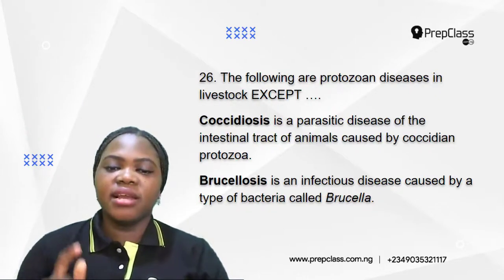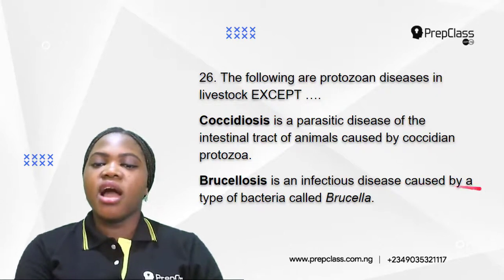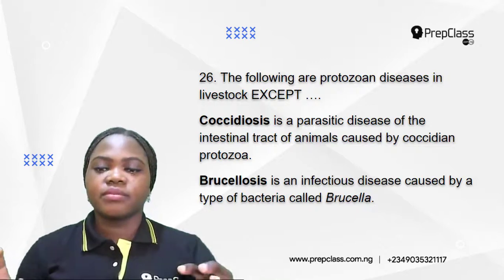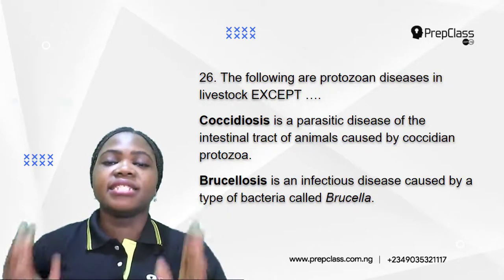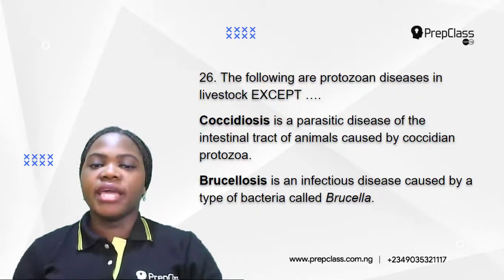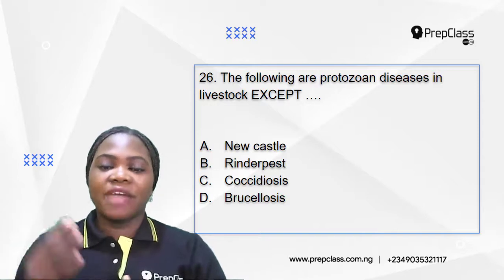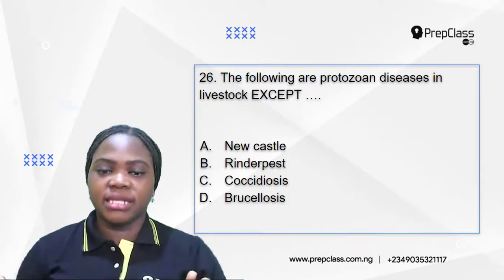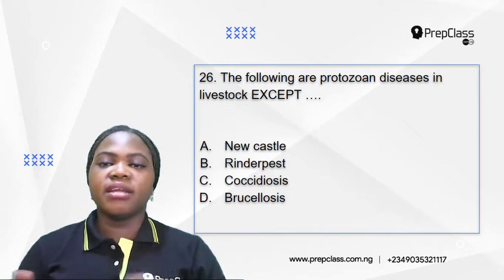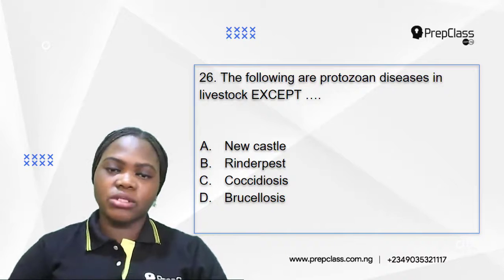Okay, brucellosis. Brucellosis is an infectious disease caused by the type of bacteria called Brucella. So brucellosis is caused by bacteria called Brucella species. Okay, so now we've been able to establish that Newcastle and rinderpest are viral diseases. Coccidiosis is a parasitic disease. Brucellosis is a bacterial disease. Okay, so let's go back to the question.